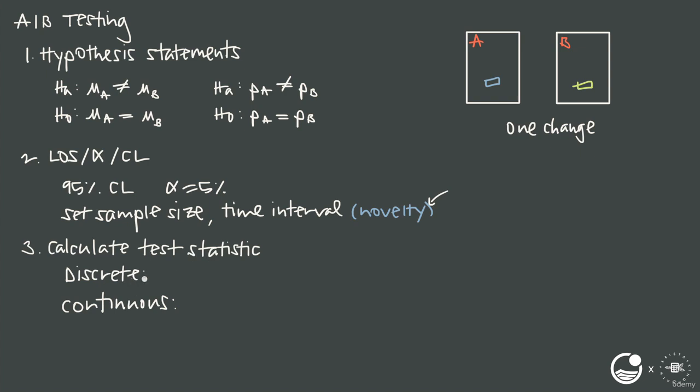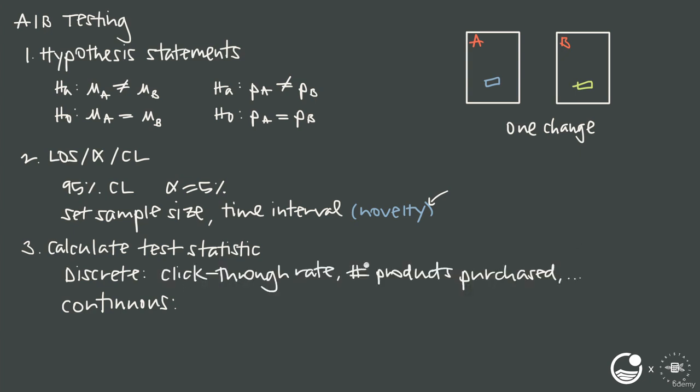So when it comes to calculating the test statistic, we want to keep in mind that we're going to use a different test statistic depending on whether we have discrete or continuous data. We talked about this when we talked about hypothesis statements. If we have discrete data, like do our customers click the button yes or no, we can think about examples of that, like click-through rate, like the number of products that are purchased if we just have a count of products being purchased. And we can contrast that with continuous data, where, of course, we might have something like what we talked about earlier, the mean revenue per customer. So you certainly want to have an idea whether your data is discrete or continuous based on what it is you're trying to measure and improve.